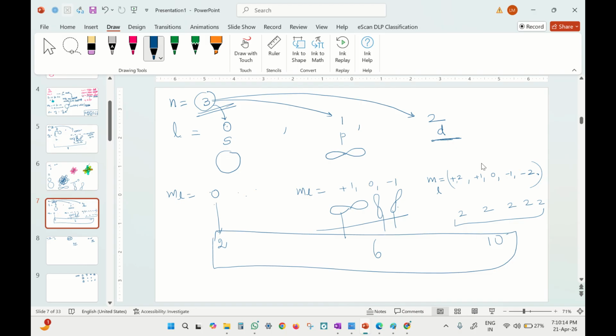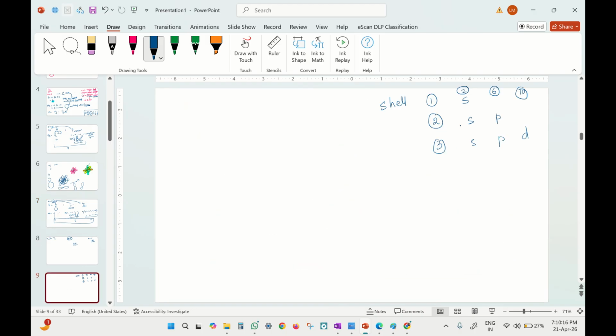Okay. Now what we will do next? Whenever we are giving in the Bohr's model, we used to give the electrons to the various shells. Remember? And we followed one simple thing. Unless the first shell is fully filled, we won't go to the second shell. Remember?